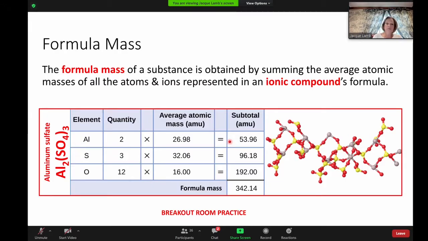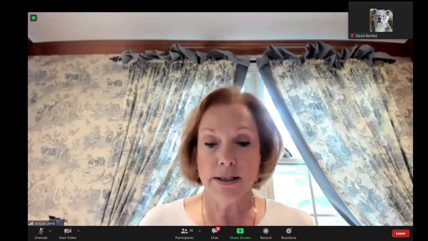So this is aluminum sulfate, and the formula is over here, Al2(SO4)3, or 3 sulfates. So we multiply aluminum by 2, sulfur is 3, and oxygen is 3 times 4, or 12. So 12 oxygens and a total of 342.14.